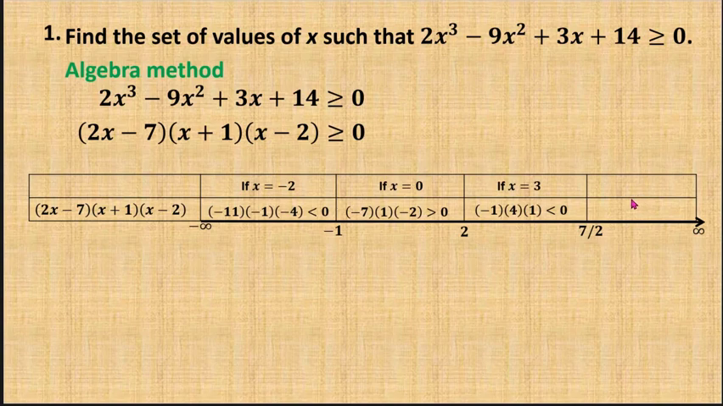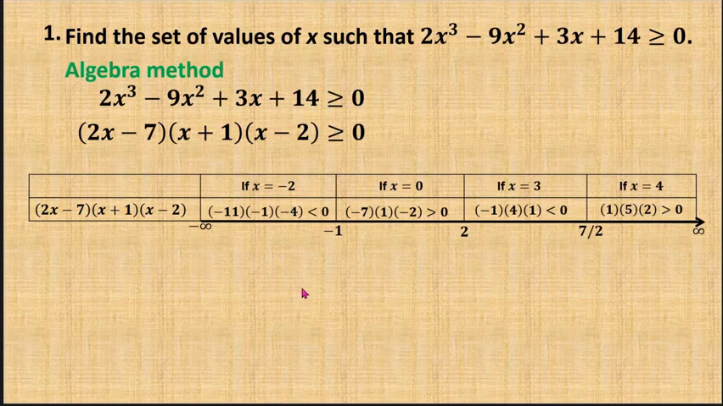The last region is greater than 7/2. In this region, one value of x is chosen. Let's say 4 is chosen. When x is equal to 4, 2x minus 7 is 1, x plus 1 is 5, x minus 2 is 2. The overall value is a positive value which is greater than 0. This result shows that the polynomial is greater than 0 when x is greater than 7/2.